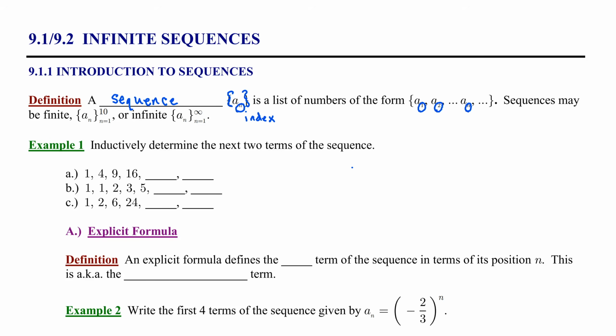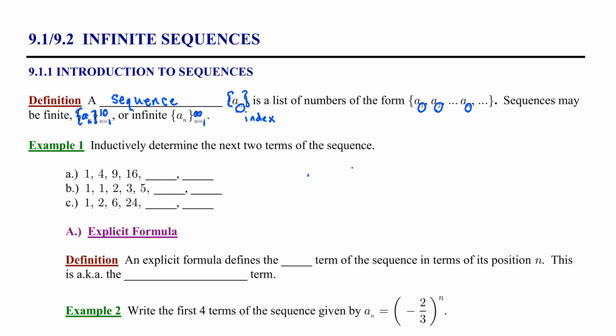Now, sequences may be finite or infinite. In the case of this type of notation, we have a sequence, a sub n, where the first value of the index is 1 and the final value of the index is 10. So that particular sequence has 10 elements. In the case of an infinite sequence, we start counting at the subscript 1 and continue indefinitely, represented here by an infinite upper limit.